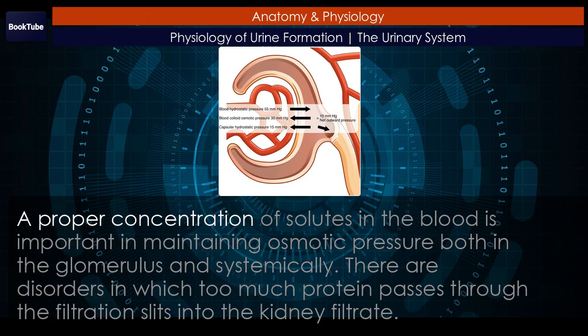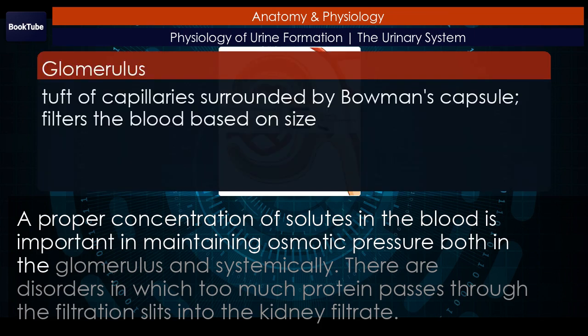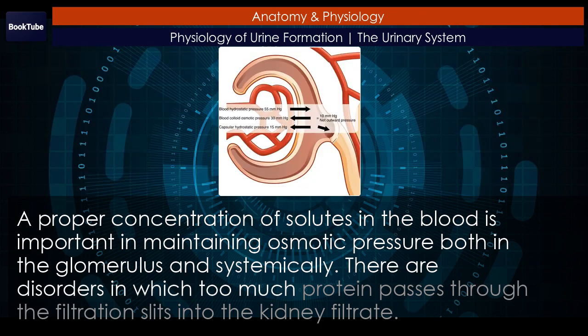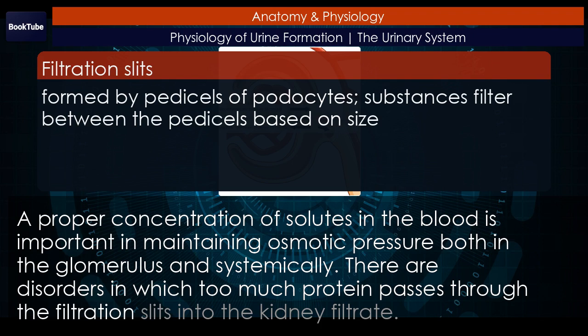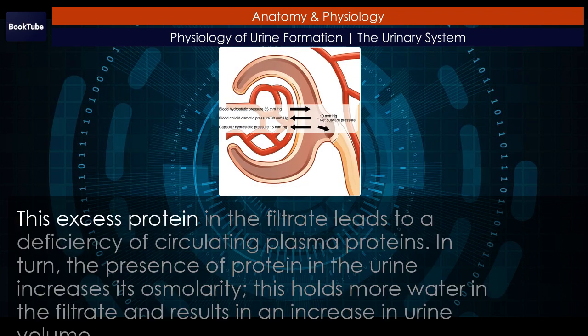A proper concentration of solutes in the blood is important in maintaining osmotic pressure both in the glomerulus and systemically. There are disorders in which too much protein passes through the filtration slits into the kidney filtrate. This excess protein in the filtrate leads to a deficiency of circulating plasma proteins.